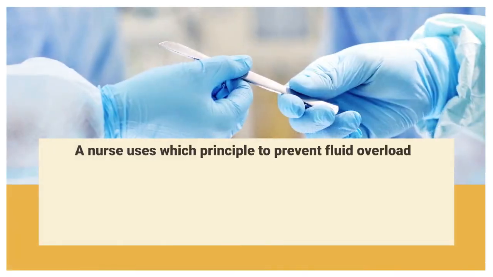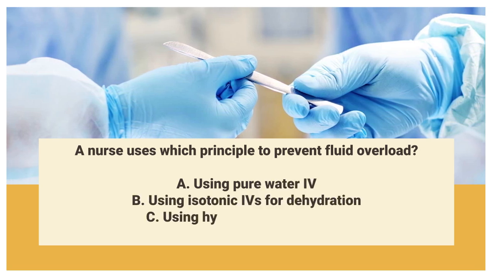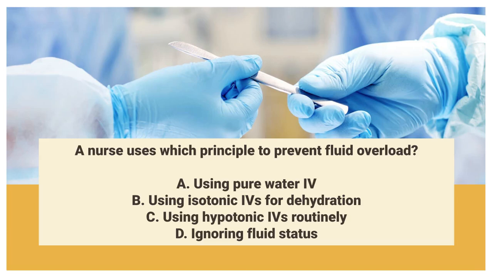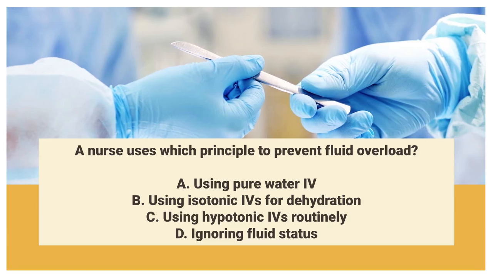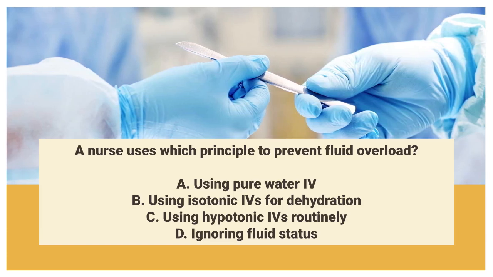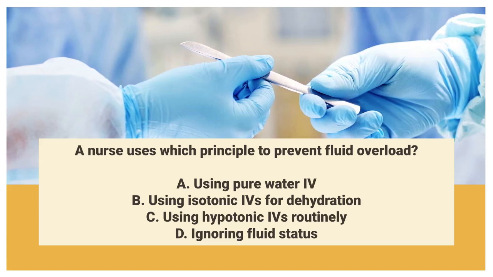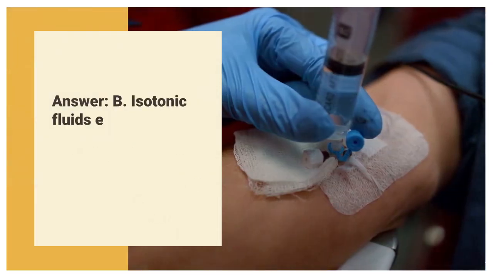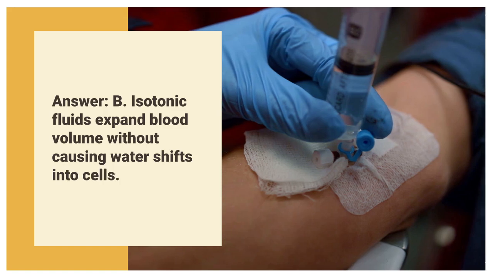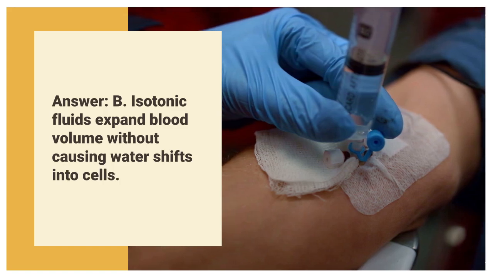A nurse uses which principle to prevent fluid overload? Using pure water IV, using isotonic IVs for dehydration, using hypotonic IVs routinely, or ignoring fluid status. The correct answer here, B. Isotonic fluids expand blood volume without causing water shifts into cells.